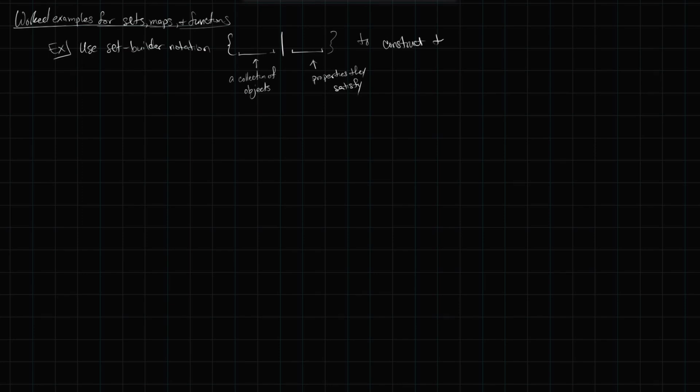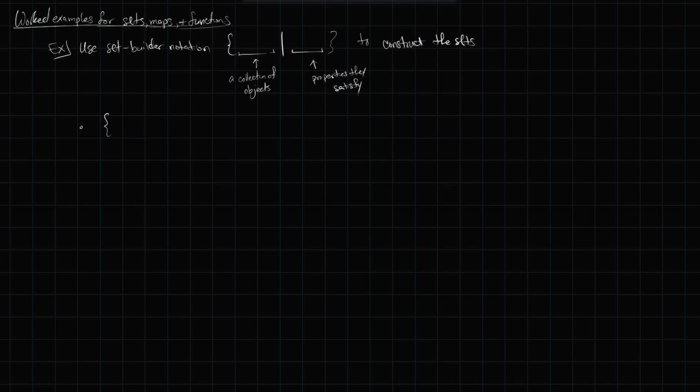First example that I have to work through is use set builder notation. And if we recall, what that looks like is two curly brackets separated by a stroke. On the left-hand side, we have a collection of objects, and on the right-hand side, we have properties that they satisfy. So we'll use that notation to construct the sets. So let's look at our first one.